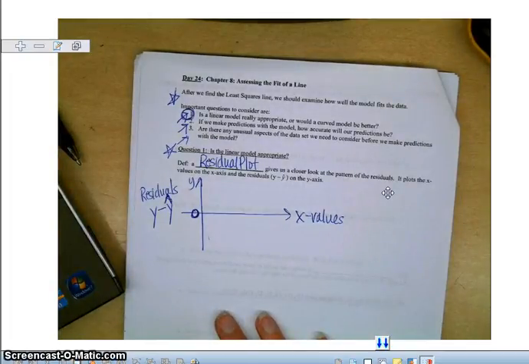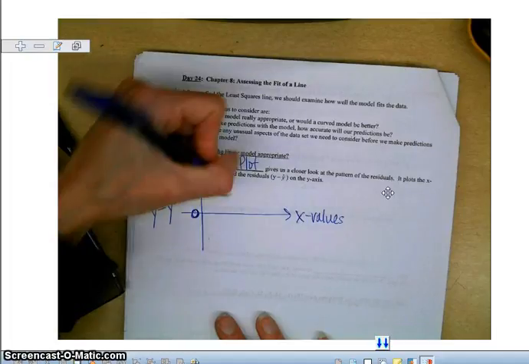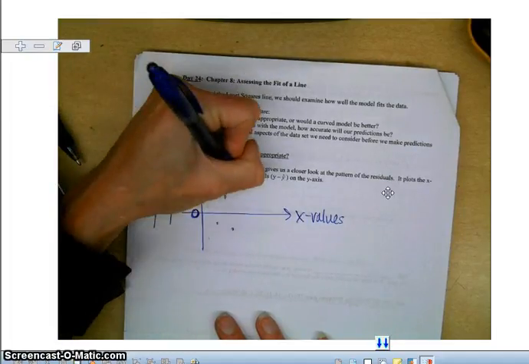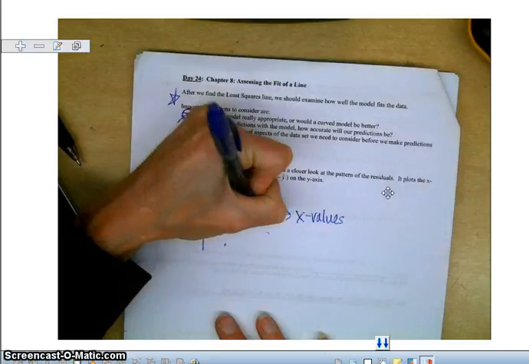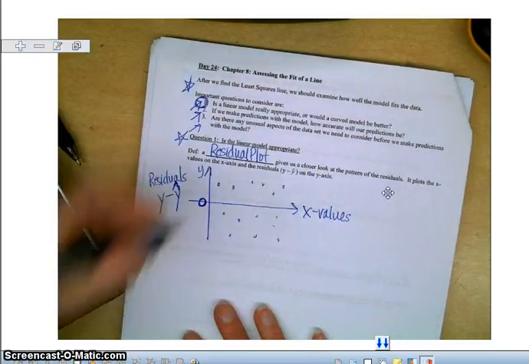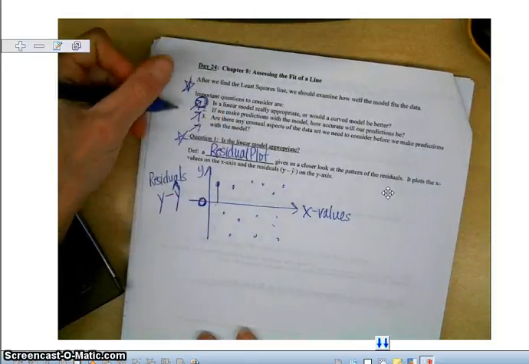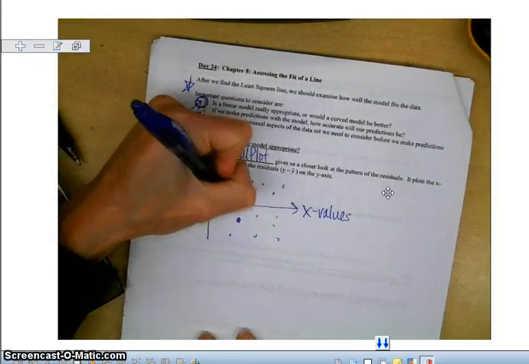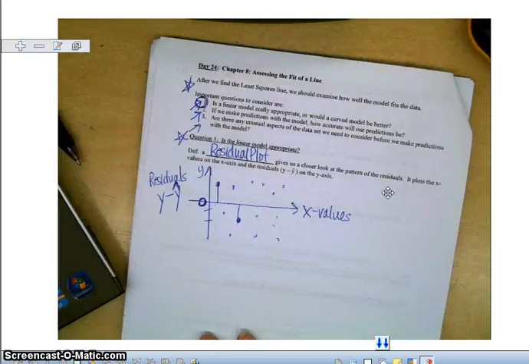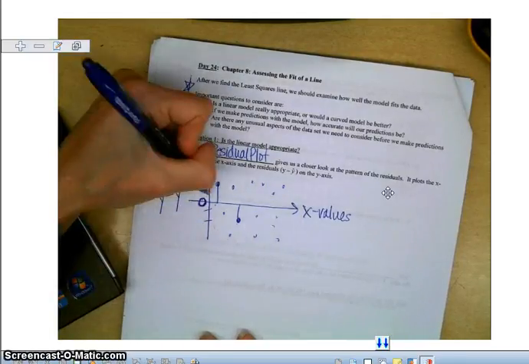So we make a residual plot. And I'm going to show you exactly how to make a residual plot on your calculator. It's really easy. So the residual plot is going to have some points above and below the line. This is saying one of the points was this far above the line. And this is saying this point was 2 below the line. And this was 2 above the line.